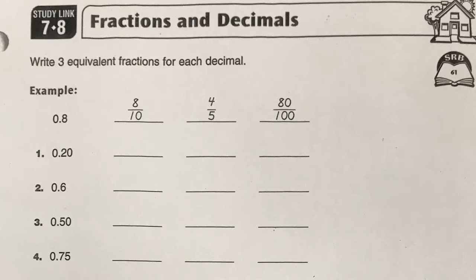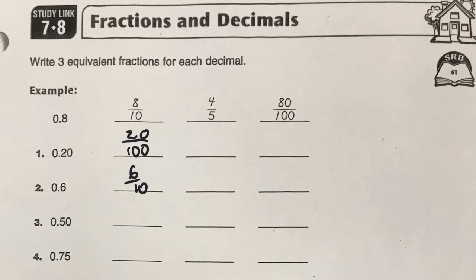So 0.20 is the same as saying 20 hundredths. So that would be written like this. And this place here is the tenths place, so that would be read as 6/10. And you could write that just like that.